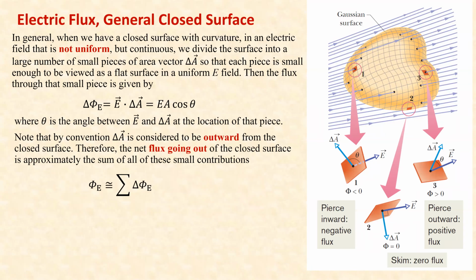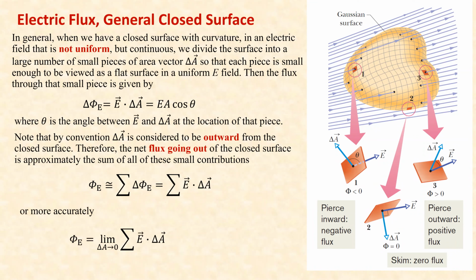So we say flux of E is almost equal to the sum of all these delta phi E's, which means that for each one of these, you calculate the flux like that. There's an electric field at that point, delta A at that point, and you do E dot delta A. There are some that are negative, some positive, some zero. You add all of them as numbers. So you can write the sum of E dot delta A.